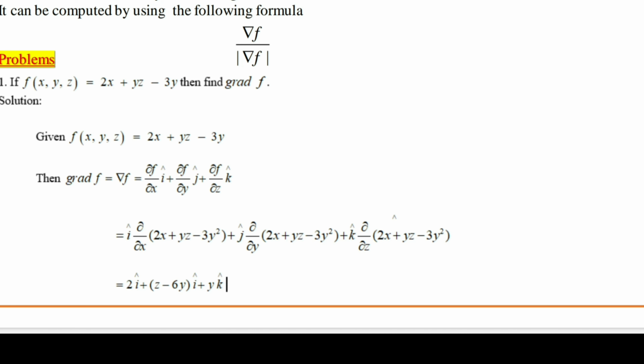Del f means, I told you how to find del f, the vector differential operator. We'll solve the problems. So this is all the theory about vectors. Now we will try solving the problems based on this.